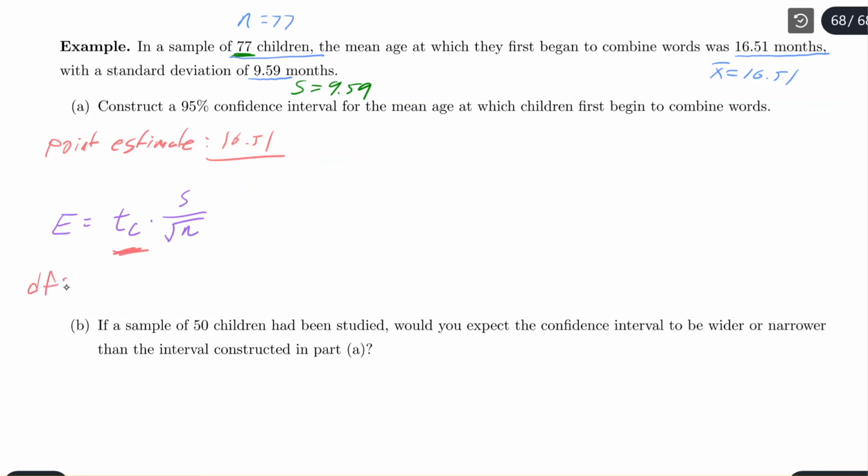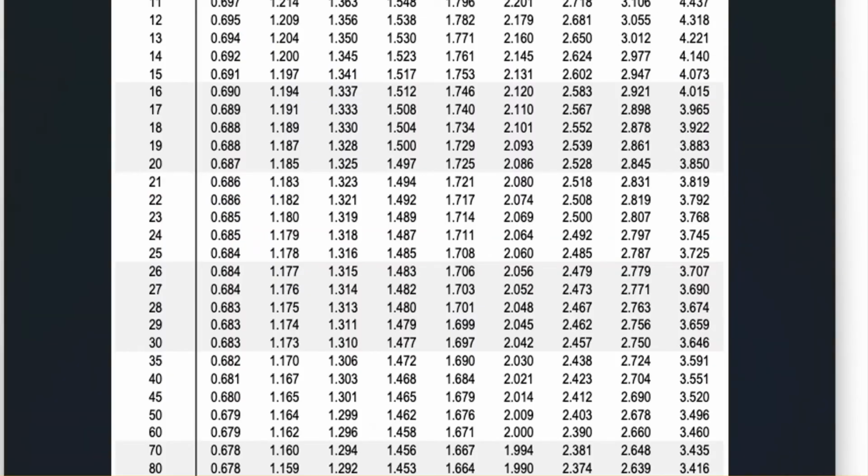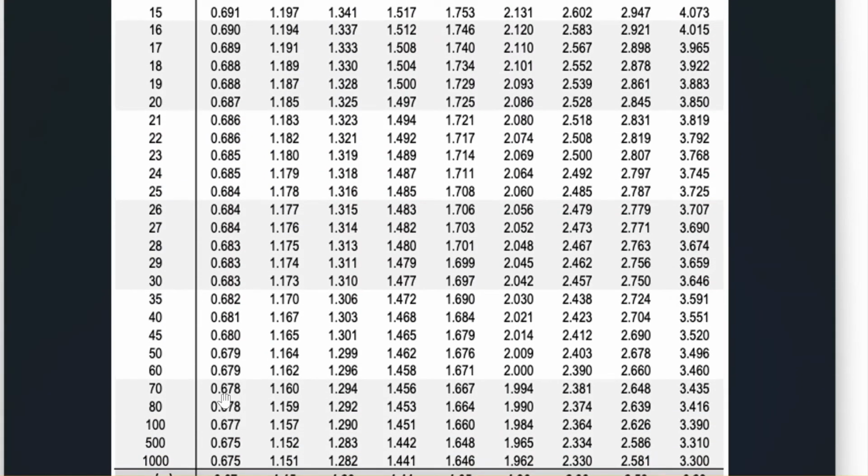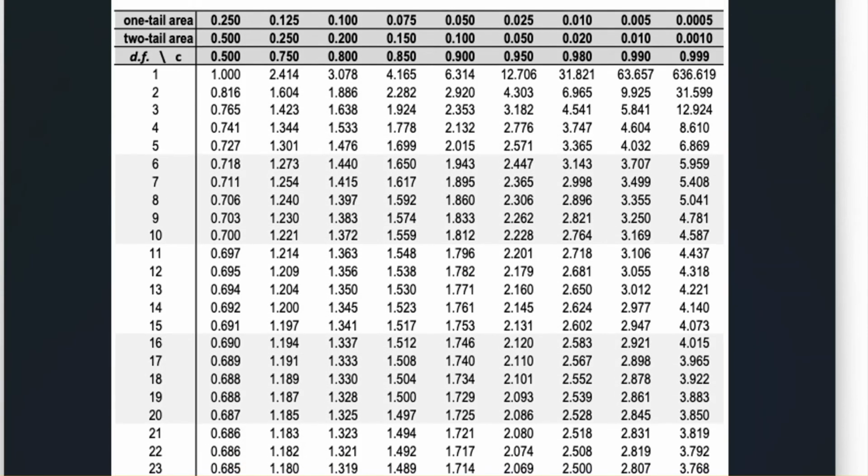Degrees of freedom is 77 minus 1, 76. So we need to be careful. It is 76, not 77. 76 and 0.95. So for the critical value, let's go to the table. 76 is not here, so we have to use the number closer to 76 that is smaller. So we look at 70. And 95 is where? 95 is this one right here.